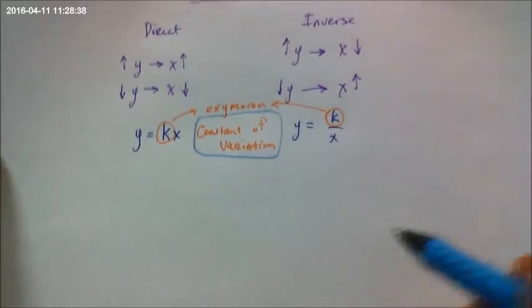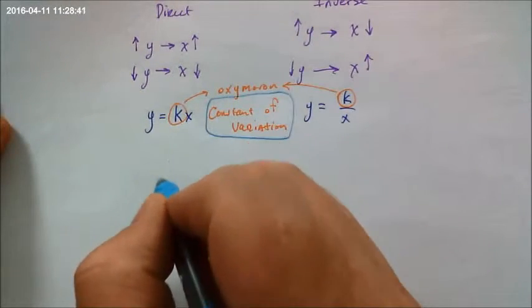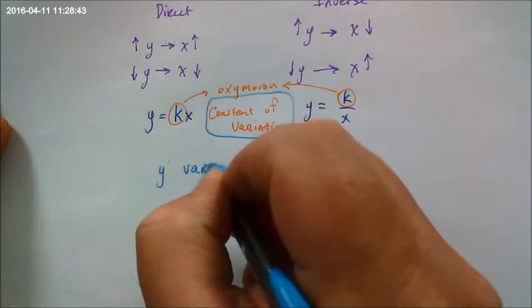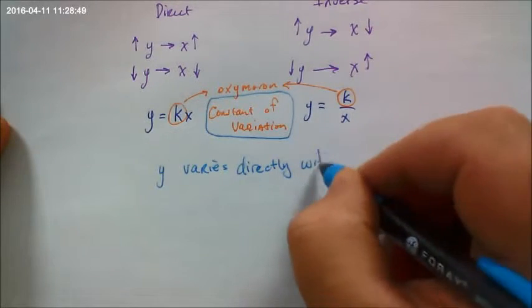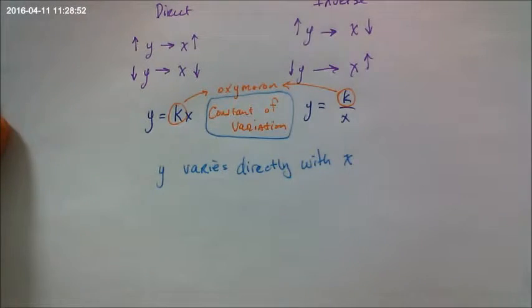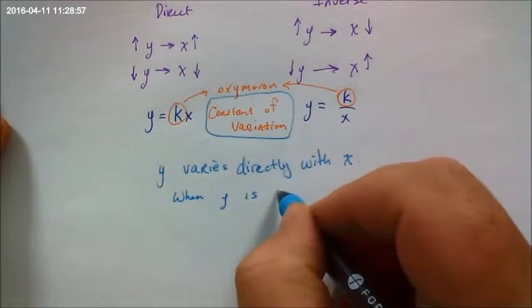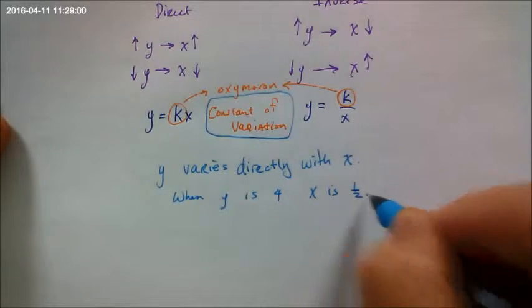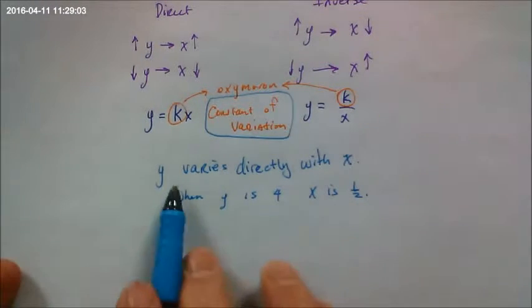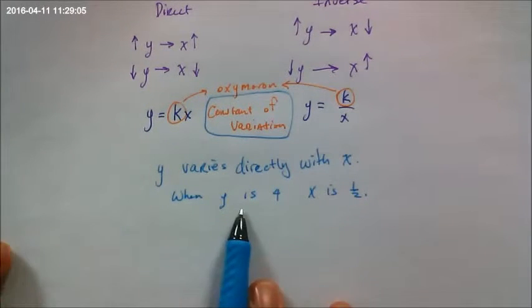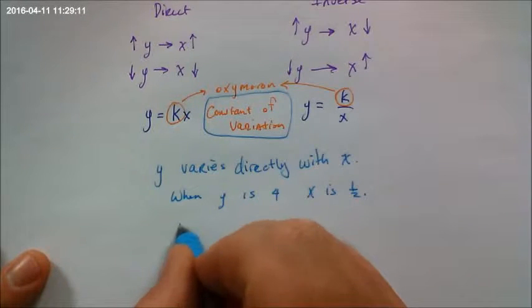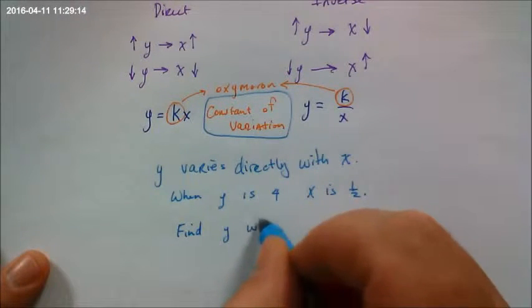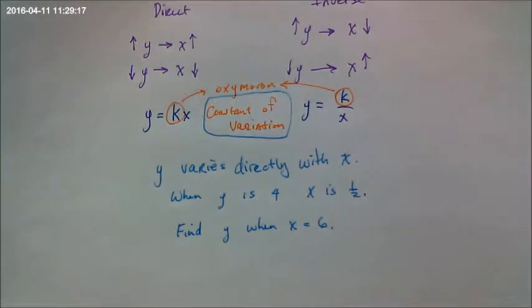Let me give you an example. It'll say something like this: y varies directly with x, or as x, sometimes it says. And then it'll give you some relationship. So when y is 4, x is 1/2. It'll first tell you how they vary, and then give you some description of the relationship. And then maybe it'll say, find y when x is 6.